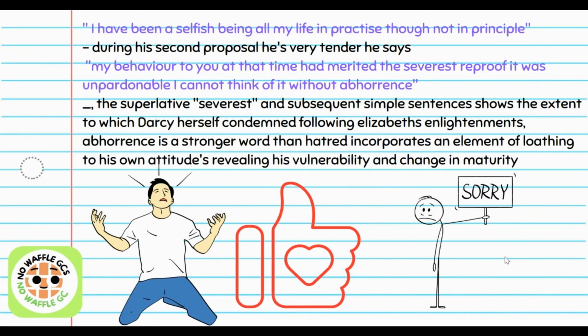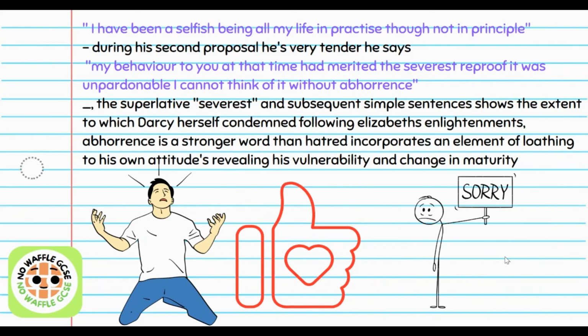Here are some quotes to support that. So he says towards the end, "I've been a selfish being all my life, in practice, though not in principle." And this was during his second proposal. And he also says to Elizabeth, "My behaviour to you at that time had merited the severest reproof. It was unpardonable, and I cannot think of it without abhorrence."